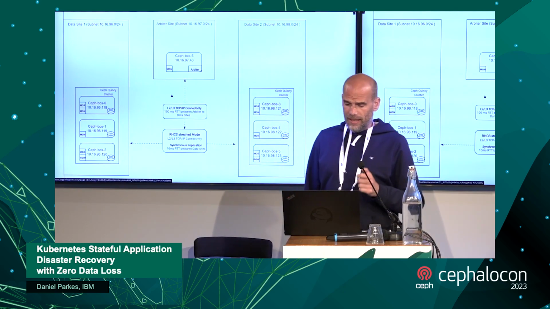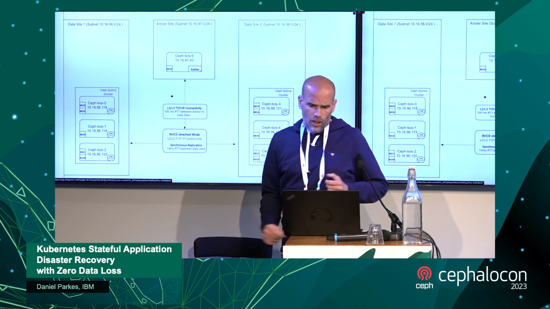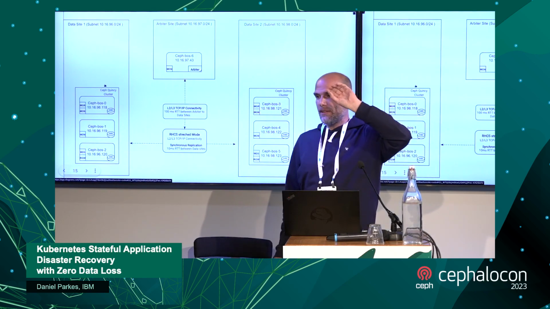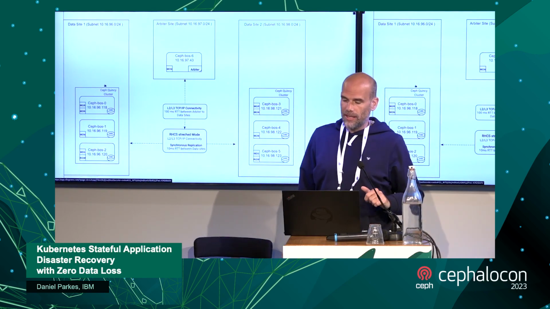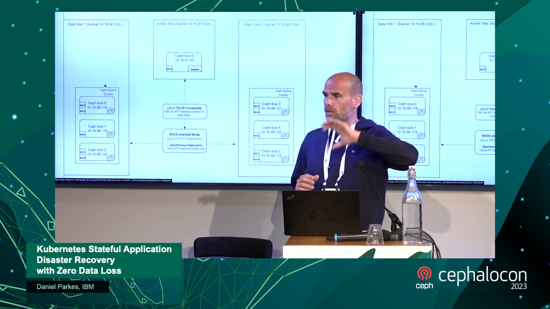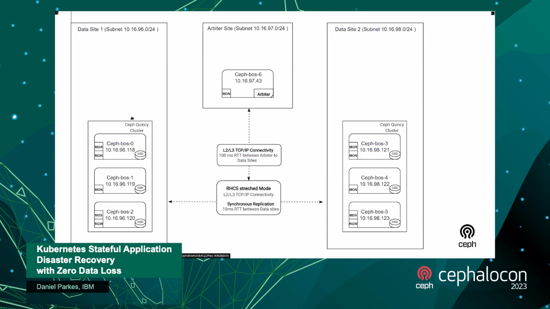The arbiter site, as you can imagine, has a monitor. So you can see in the diagrams that we have 2 monitors on each side, and then we have the 5th monitor on the arbiter site. The role it plays is going to be really important, because if we lose a full site, we still have 3 monitors to provide us high availability.